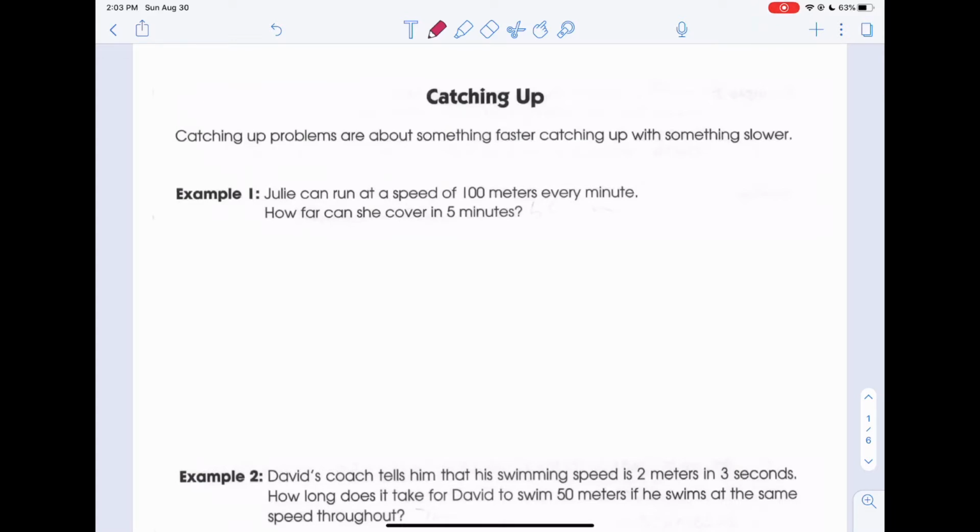So we know that in 1 minute, she can travel 100 meters. But it's asking us how far can she go in 5 minutes. So if we know that in 1 minute she can do 100 meters, what we're going to do is multiply 100 by 5, right? Because for every minute you go 100 meters, so by the time you reach 5 minutes, you should have 500 meters. So that's our answer for example 1.